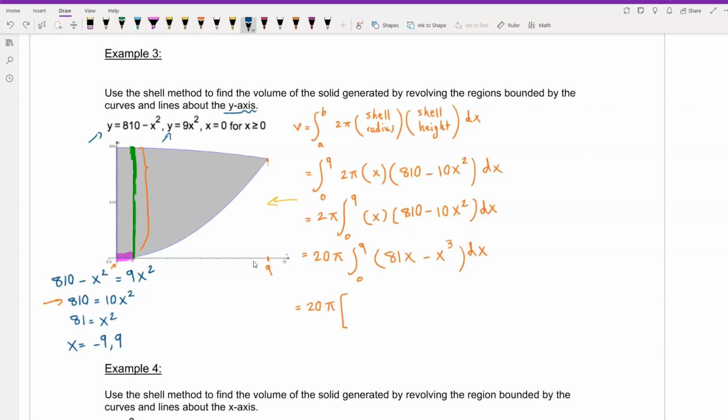So on this part we have 81x squared divided by 2 minus x cubed. The power is 3, 3 plus 1 is 4, and then divide by 4. And this is from 0 to 9. So now plugging in 9 and 0 here for x.